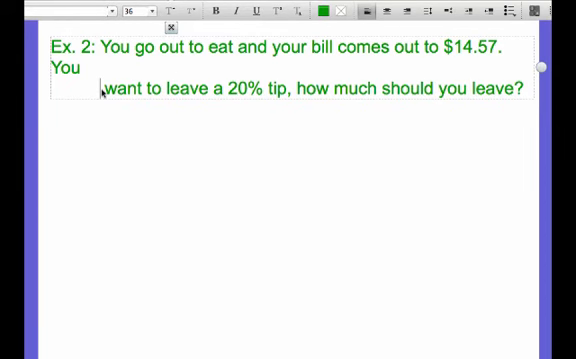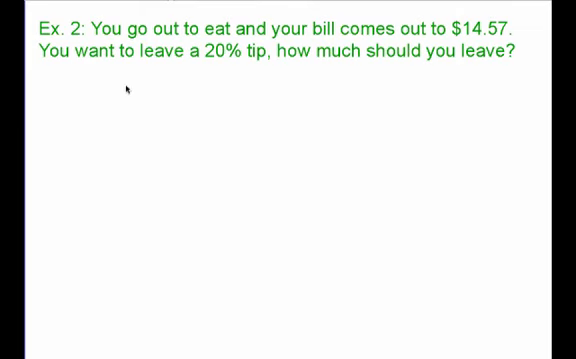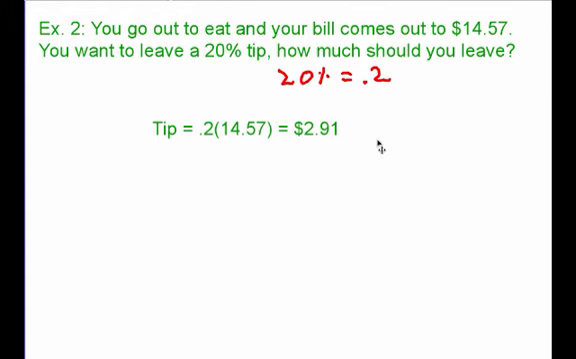It says you want to leave a 20% tip, so how much should you leave? Well, once again, we want to start by taking that 20%, writing it as a decimal, that's 0.2. To figure out the tip, all we're going to do is take our percent, 20%, and multiply it by our original amount, $14.57. When we do that, it comes out to $2.91.